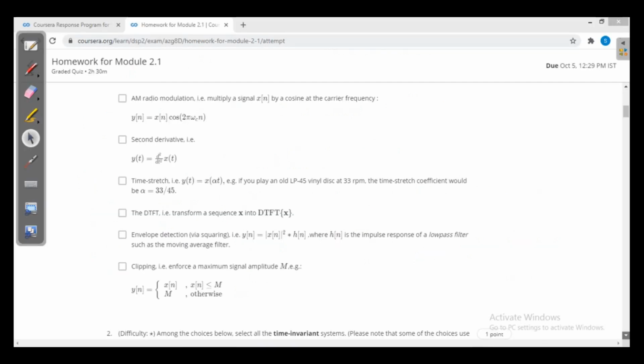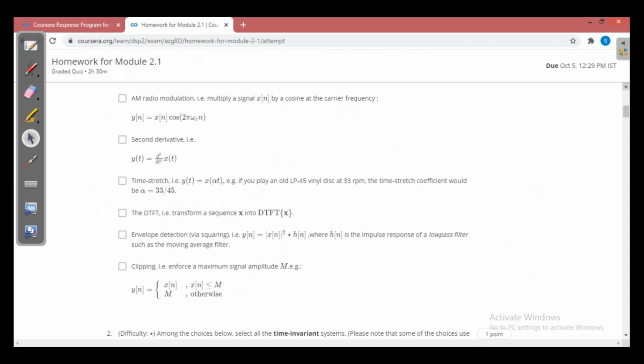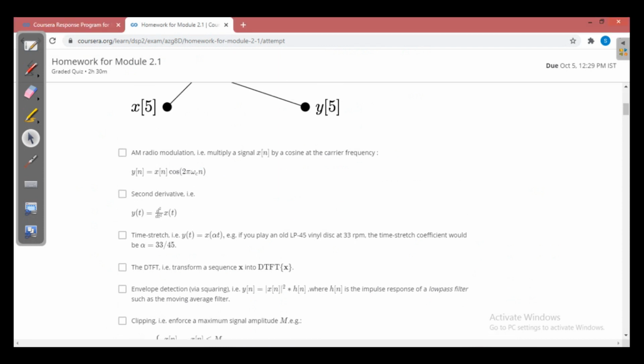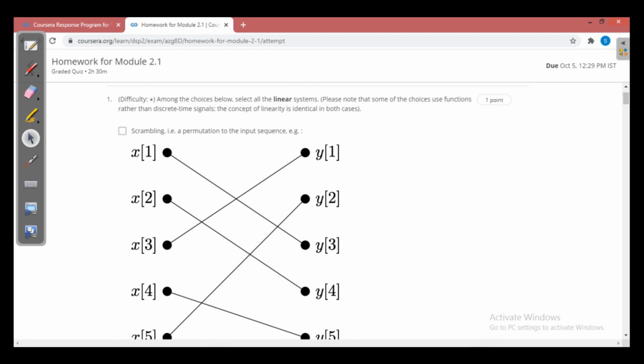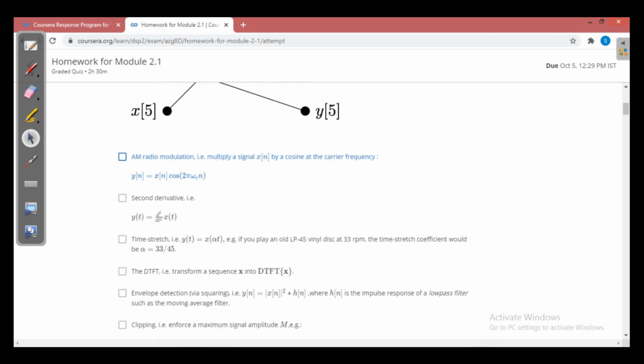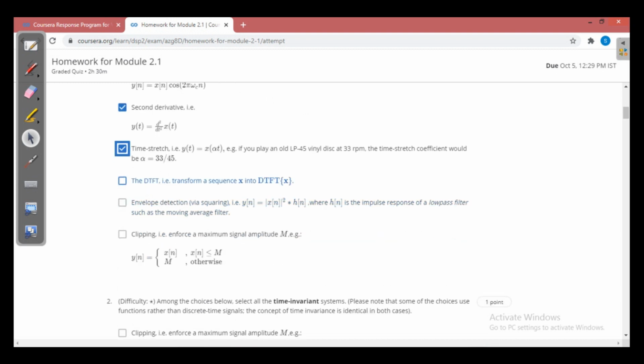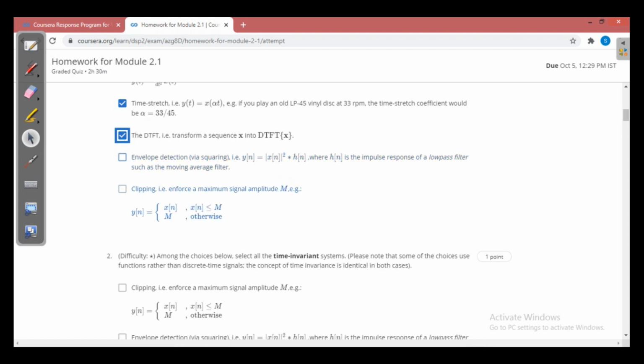Okay. Now see, in the first question we need to mark which systems are linear and which are non-linear. So the scrambling is linear, and the next, AM radio modulation, is again linear. Second derivative is linear, and y of t is equal to x of alpha t is linear, and the DTFT function is also linear, and this convolution function is non-linear, and the clipping is also non-linear. The remaining all are linear.